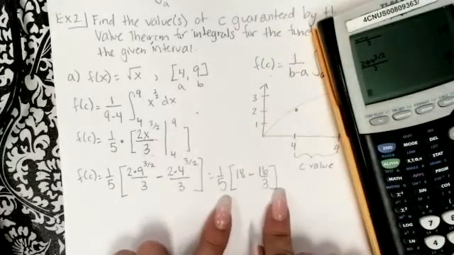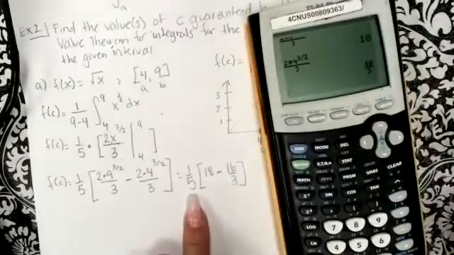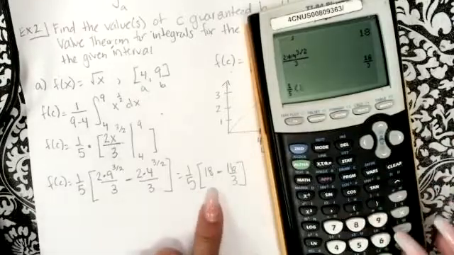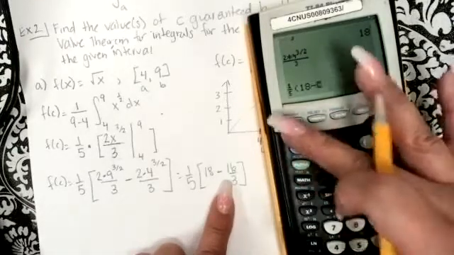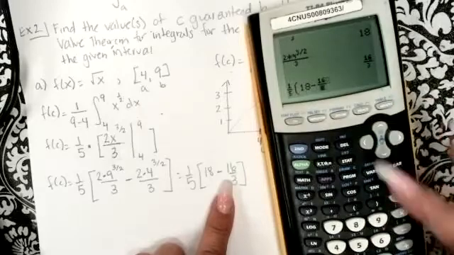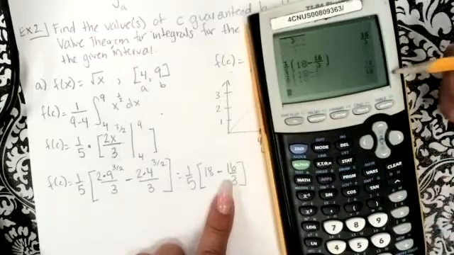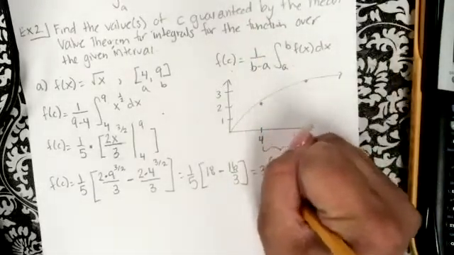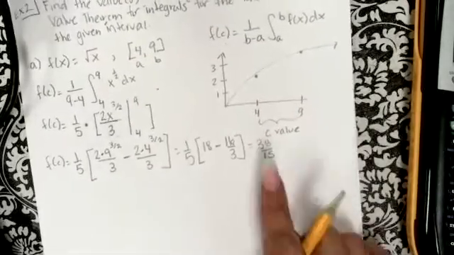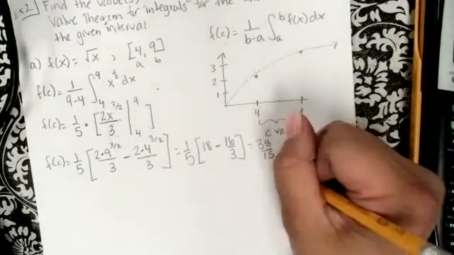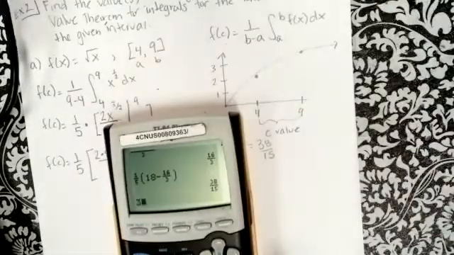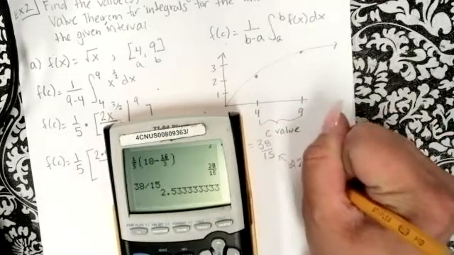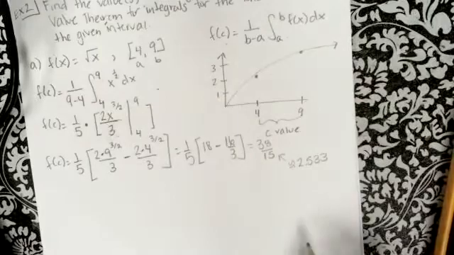I can type all this in my calculator and it will solve it out. So there's my 1/5, I'm going to do my parenthesis. I have 18 minus, I'm going to do my fraction again, 16 over 3. And my answer is 38 over 15. So 38 over 15, if you type it in the calculator as a decimal, 38 divided by 15, this is approximately 2.533.